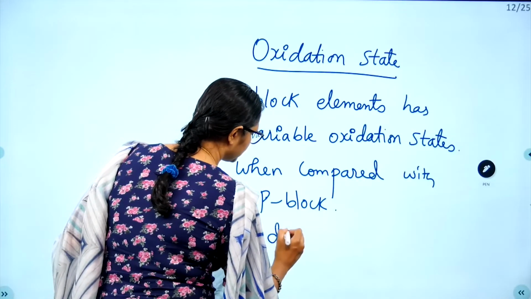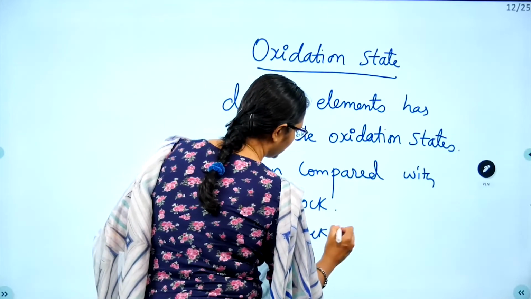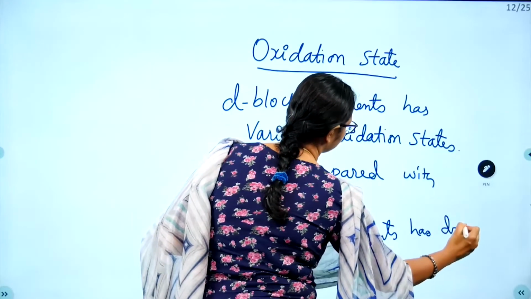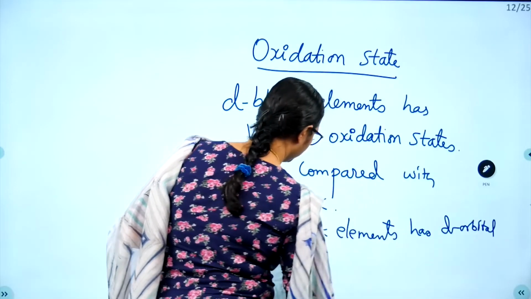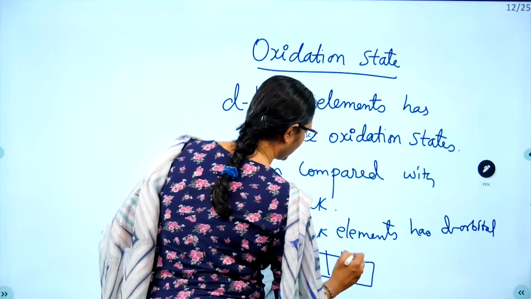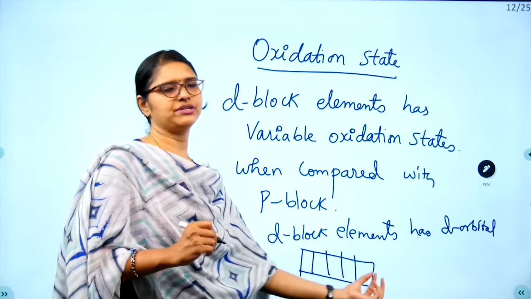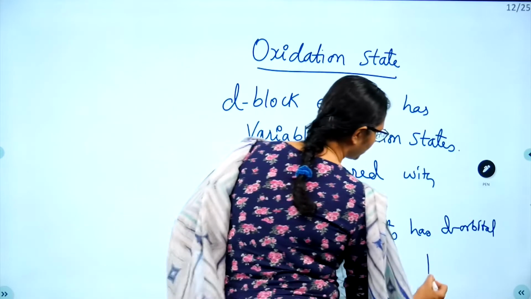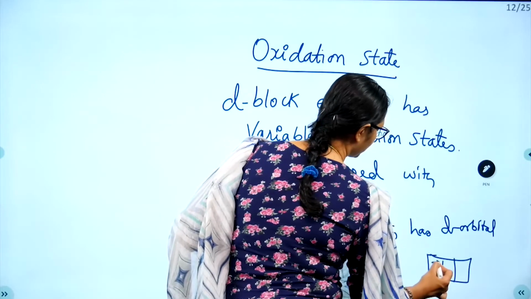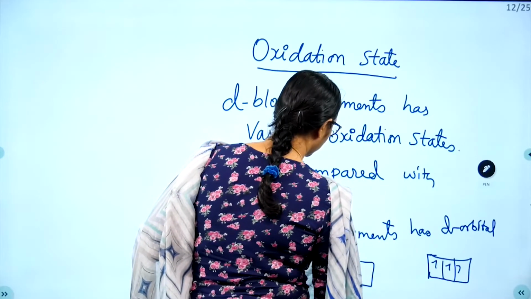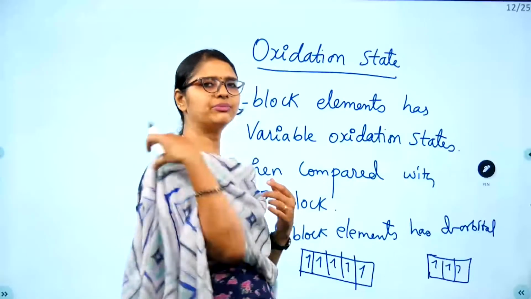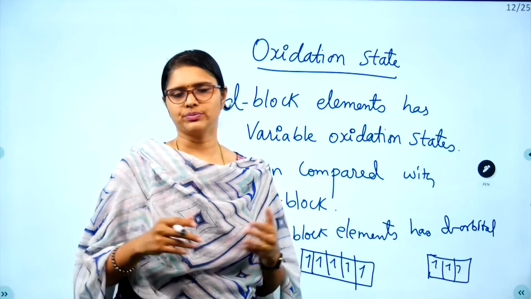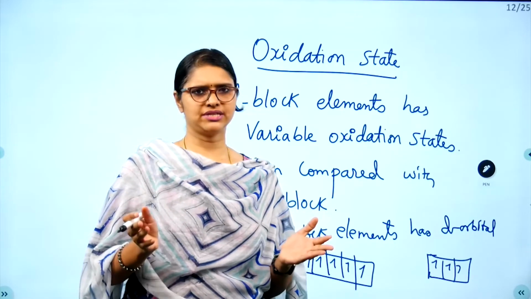So generally, D block elements have D orbitals, which consist of 5 orbitals, whereas P block elements contain only 3. So the maximum unpaired electrons can be 3 here, whereas in D orbitals it can be up to 5. The more unpaired electrons, the more oxidation states the element can show.